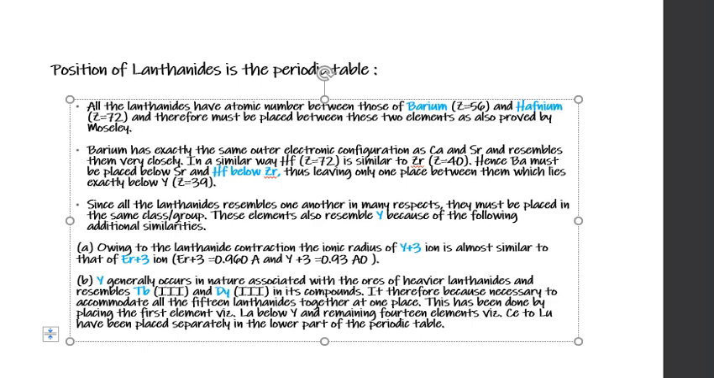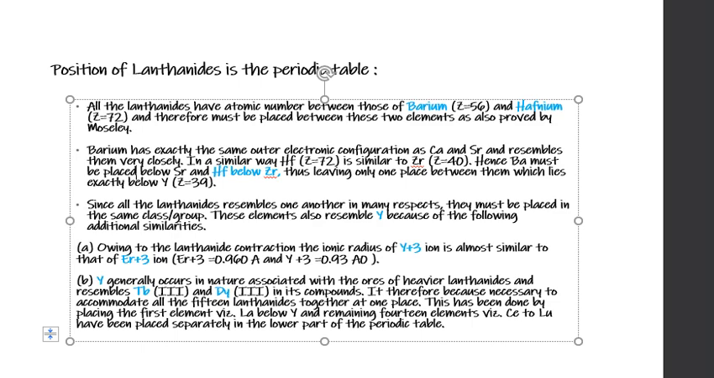Similarly, lanthanides have very close similarities, so they are placed together. Since all the lanthanides resemble one another in many aspects, they are placed in a single class or group. These elements also resemble yttrium because of the following additional similarities, so these elements are placed below yttrium. Please check the periodic table. In group 3B, there is yttrium, and below yttrium this class is mentioned.